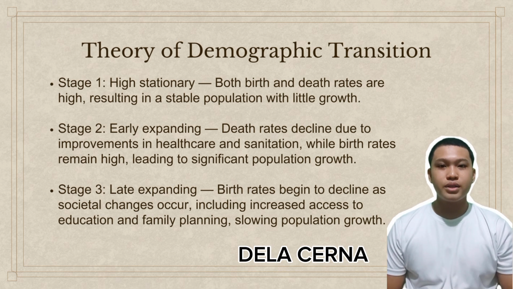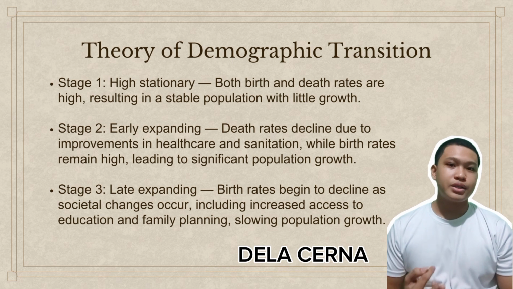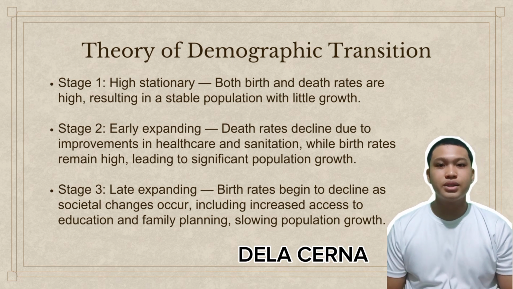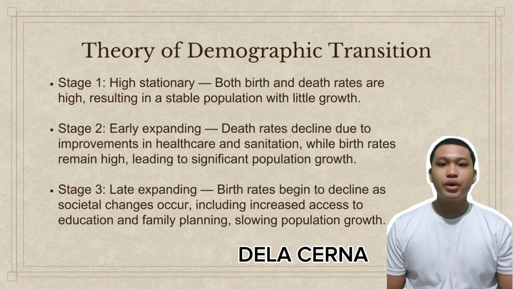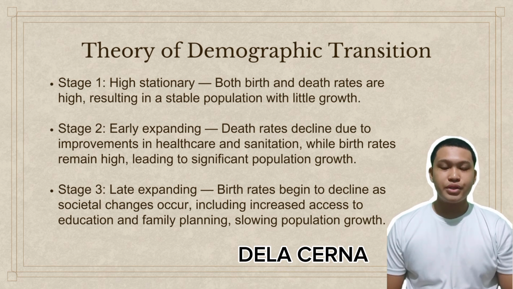The second stage marks a significant transition as death rates begin to decline due to improvements in healthcare, sanitation, and living conditions. Vaccines, antibiotics, and better access to clean water contribute to a reduction in mortality rates. However, birth rates remain high, leading to a rapid population explosion. This stage is often characterized by rapid urbanization and industrialization, as societies seek to capitalize on their growing workforce.